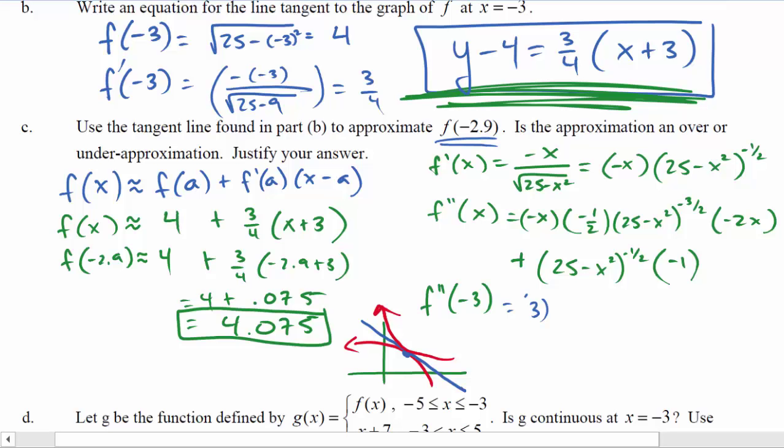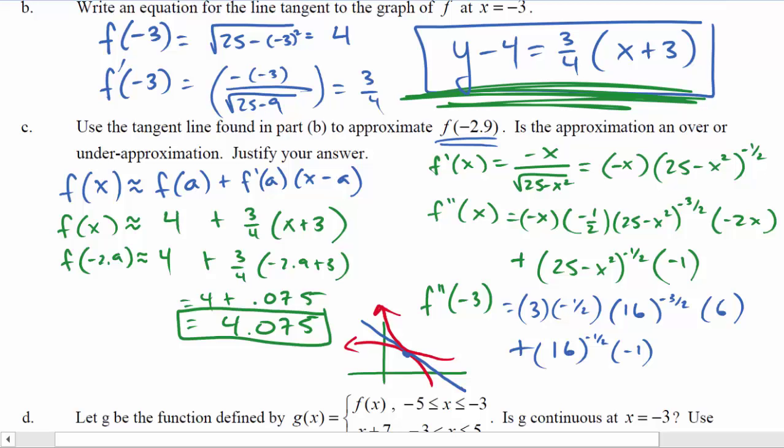This becomes a 3. This stays as negative 1/2. This becomes 25 minus negative 3 squared. Well, so it's the same thing as before. So we'll get 16 to the negative 3/2. And then negative 2 times negative 3 is 6. Plus, this is again 25 minus 9. So that means 16 to the negative 1/2 times negative 1.